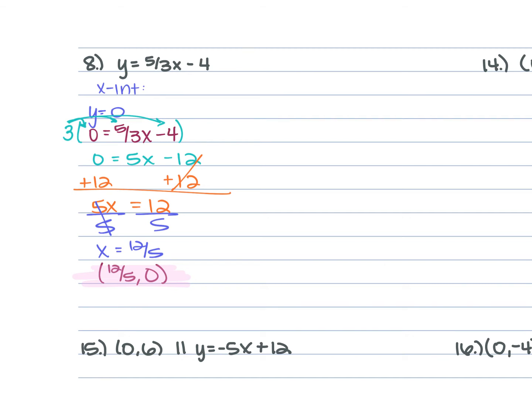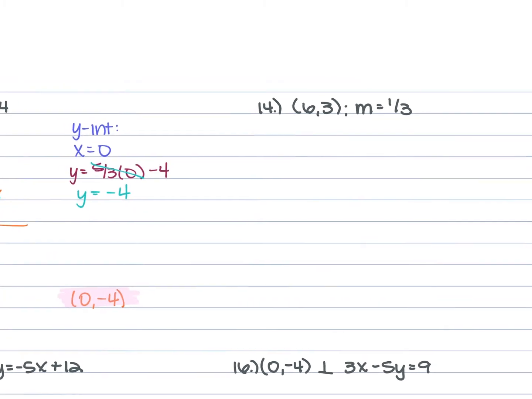To find your y-intercept, what are you going to plug in? 0 for x. So it's going to give us y is equal to 5 over 3 times 0 minus 4. The 5 over 3 times 0 cancels out. So y is equal to negative 4, which means the ordered pair for our y-intercept is what? 0, comma, negative 4.